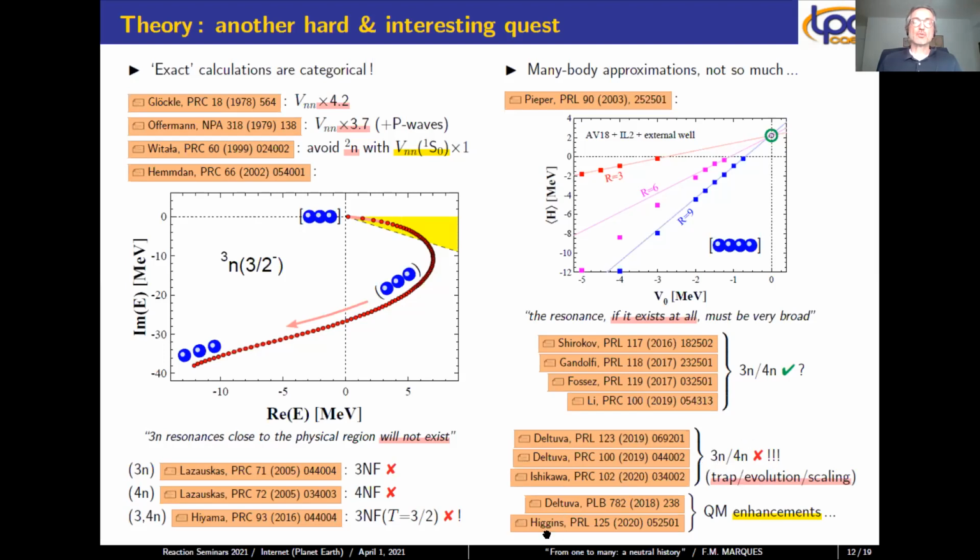And again, Deltuva and Higgins and collaborators showed very recently that even if you don't have resonances, you may have quantum mechanical enhancements in the cross-section. So these two papers say that maybe the signals from GANIL and RIKEN are real, but that maybe, or most likely, they do not correspond to 4 neutron resonances, but to some enhancements in the cross-section. So I will come back to this in the summary.